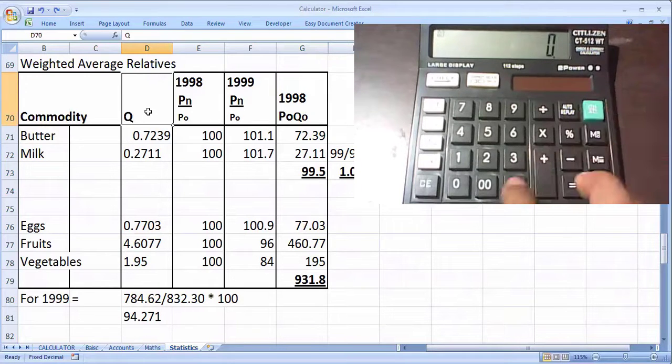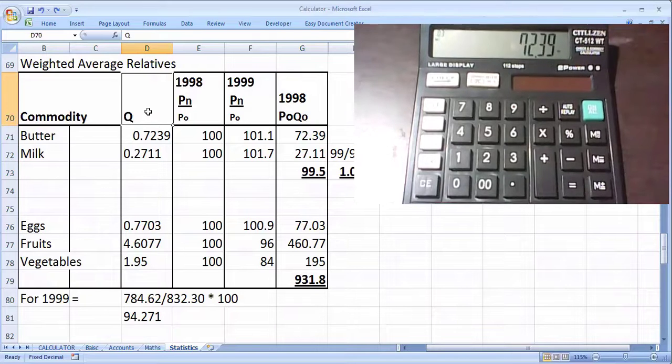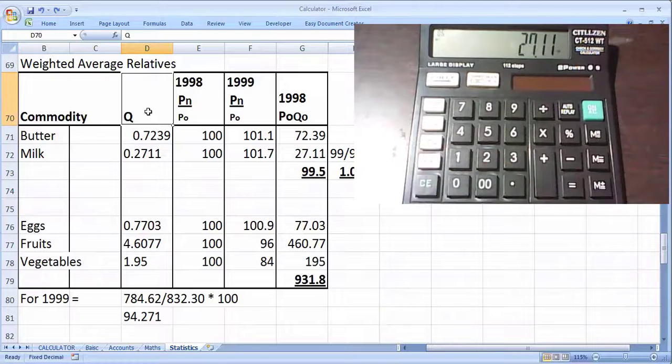Okay. How to get it? 0.7239 into 100 M plus 0.2711 into 100 M plus. So how much value, Nana? 27.11. I'm just saying only for two values. MRC. How much is it? 99.5. 99.5. Now, what is the 99 year? That is the current year. If you do that, what will we get? We will see that. Okay.